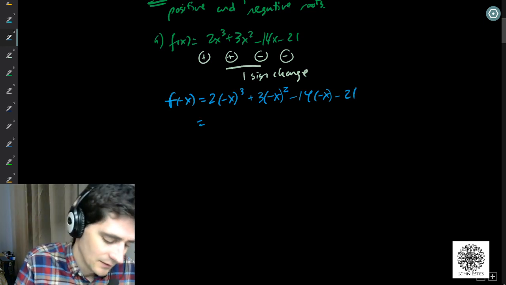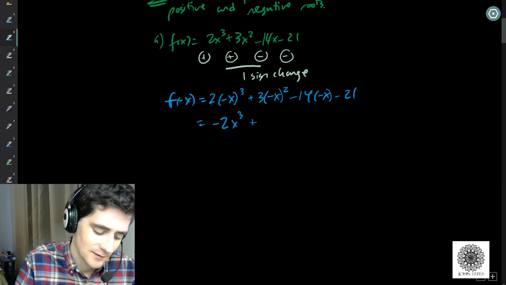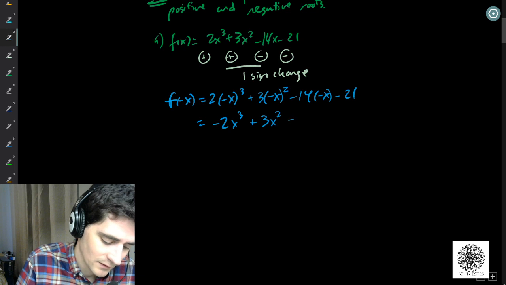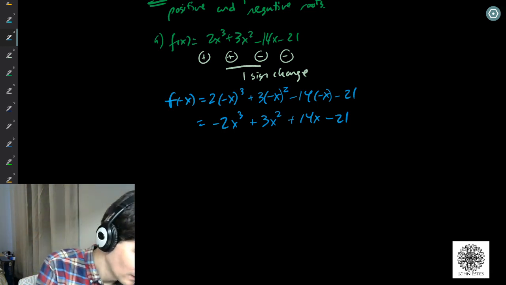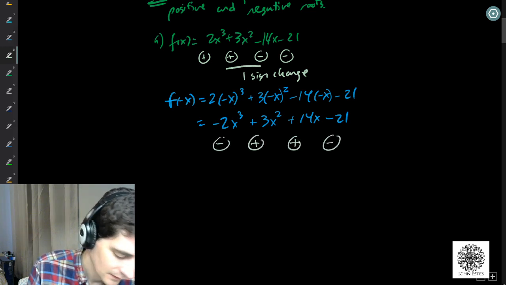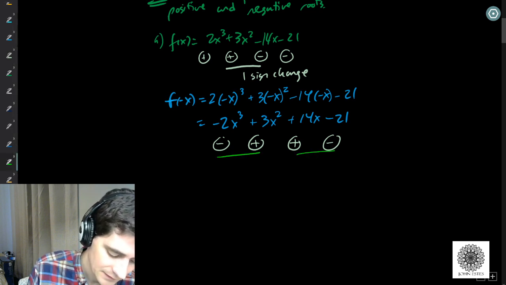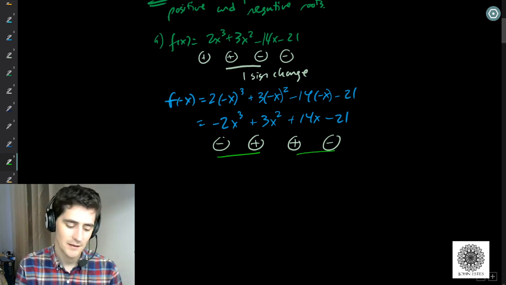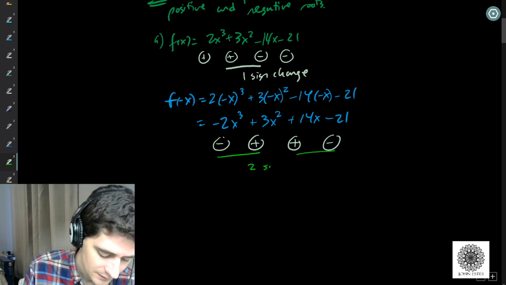The odds now become negative 2x cubed. The evens, the sign stays the same. It's 3x squared. I get a plus 14x and then minus 21 like that. Now let's count the sign changes here. So let's see, we went from negative, positive, positive, negative. Oh, look, this time I have a sign change there and a sign change there. In my sequence, I went from negative to positive, and then later went from positive to negative. I have two sign changes.